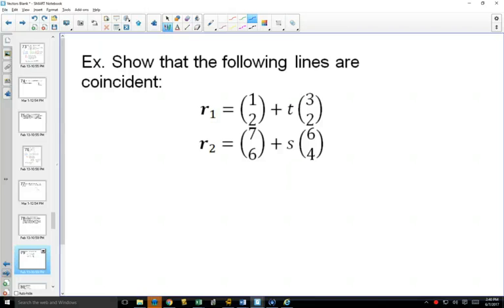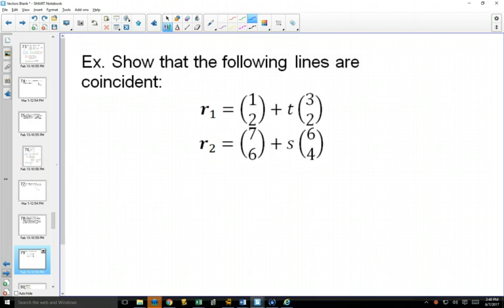So here's our 2 lines. First of all, a quick look. Can you see that the direction vectors are basically the same? One's 3, 2, one's 6, 4. Both of those would have slopes of 2/3. So that already is telling us that these are parallel. But if we wanted to find out, are they parallel and don't intersect, or are they parallel and exactly the same line, well, then we'd have to do some work.